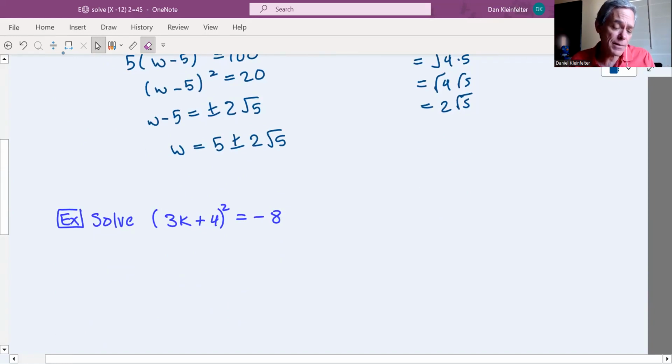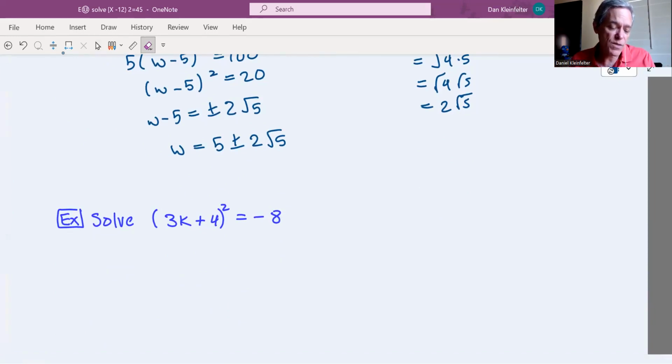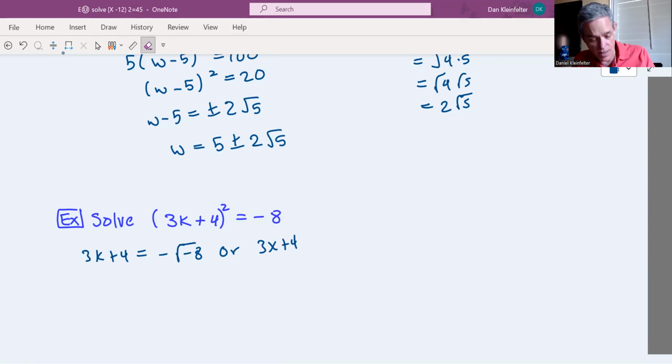In our next example, the left-hand side is (3k + 4)² and the right side is -8. So we're ready right now to apply the square root property. We'll have 3k + 4 equals minus the square root of -8, or 3k + 4 is plus the square root of -8.